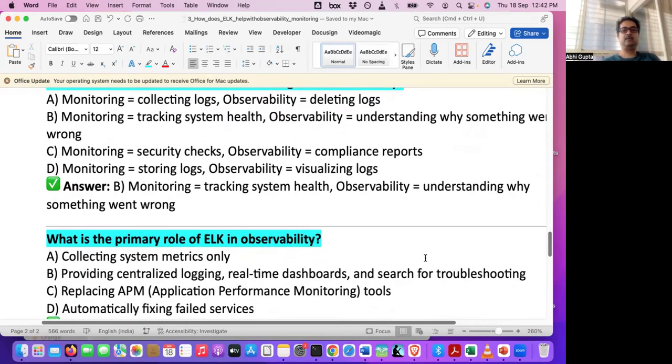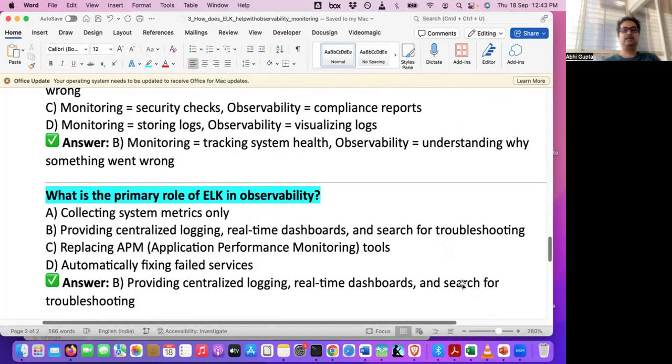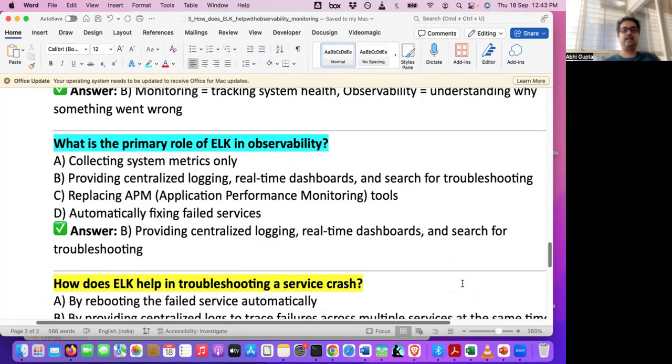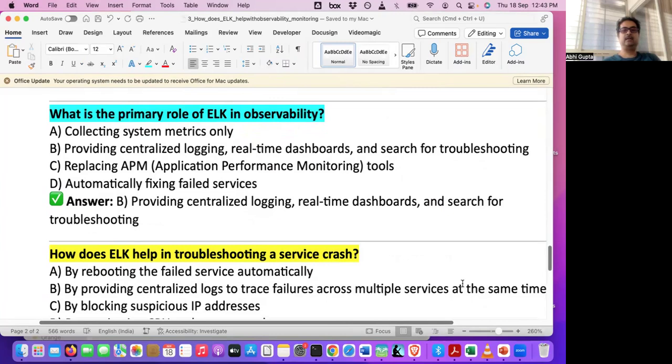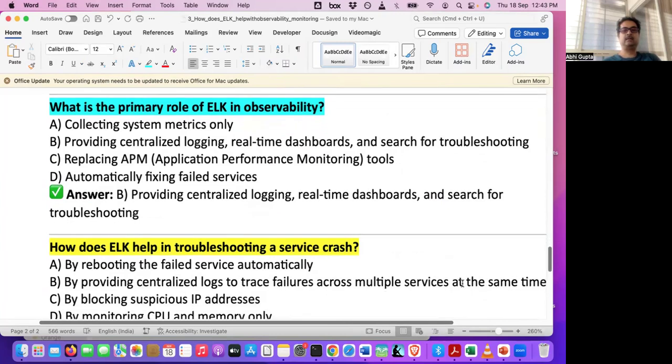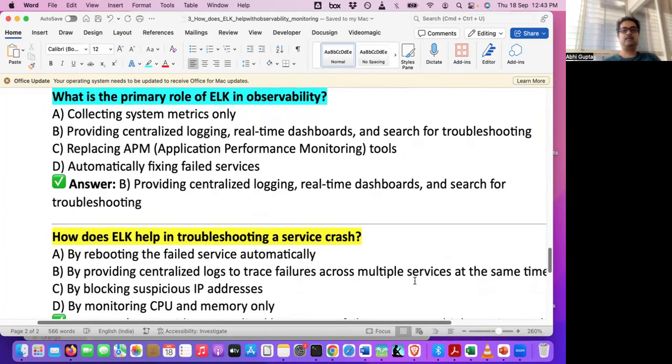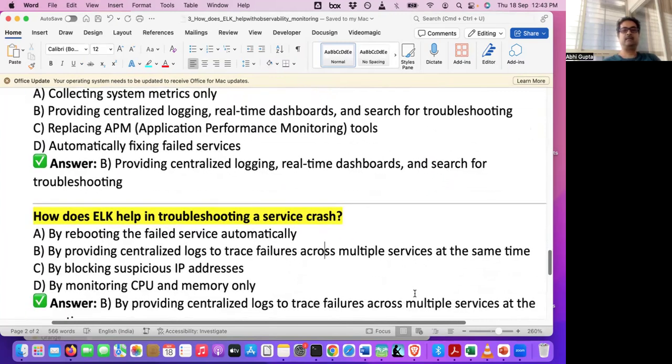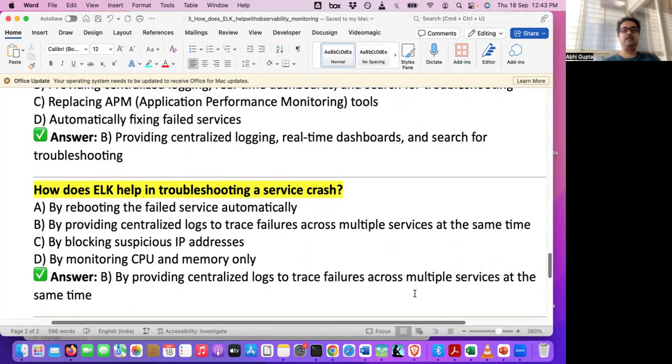What is the primary role of ELK in observability? You can pause the video and try to answer. Providing centralized logging, real-time dashboards, and search for troubleshooting. Answer is B. How does ELK help in troubleshooting a service crash? Answer is by providing centralized logs to trace failures across multiple services at the same time. Again, answer is B.